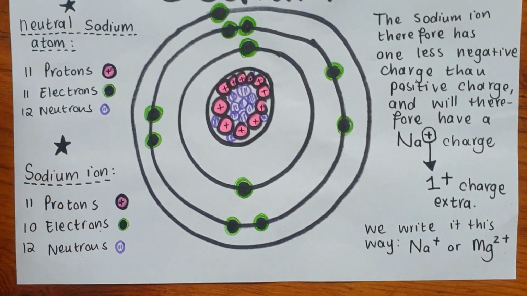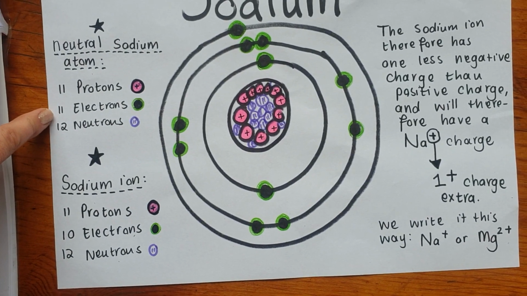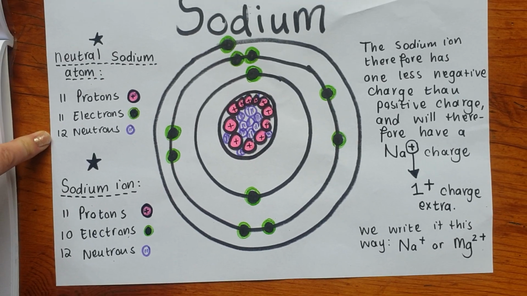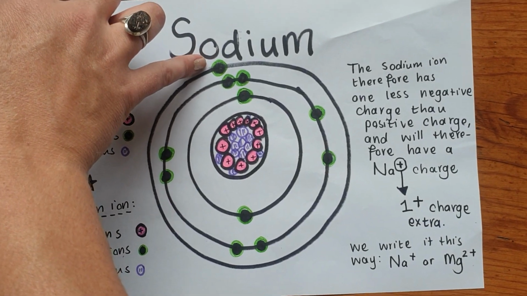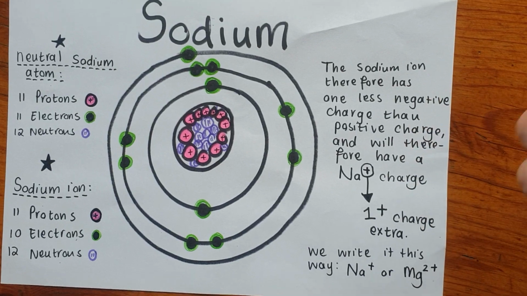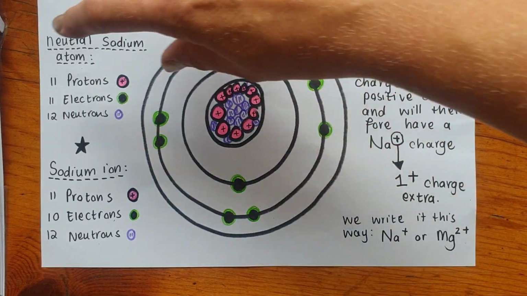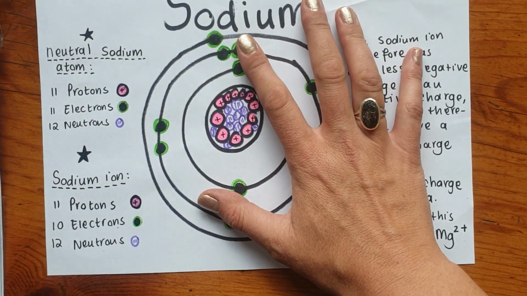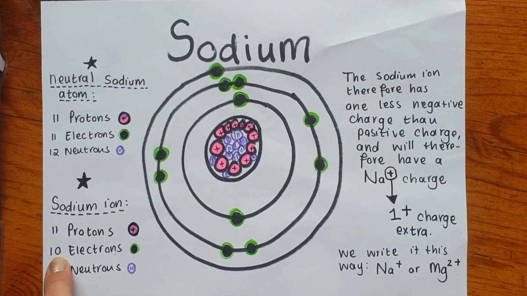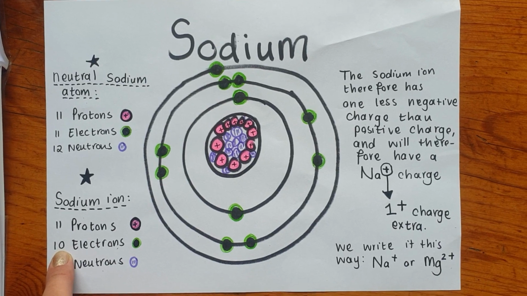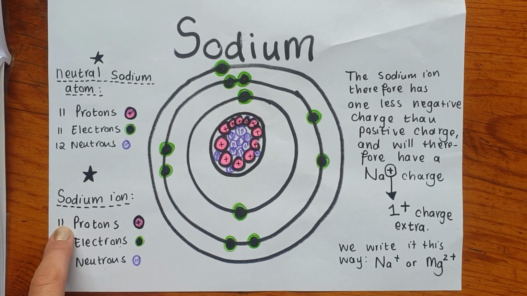Let's say a neutral sodium atom, as we know from the periodic table, has 11 protons, 11 electrons, and 12 neutrons. This makes it a neutral atom. But let's say, for example, this valence electron on the last orbital gets donated to another atom. Then our sodium atom that originally had 11 protons and electrons, making it neutral, only now has 10 electrons, which means that it has one less negative charge than positive charges. So it has technically one positive charge.